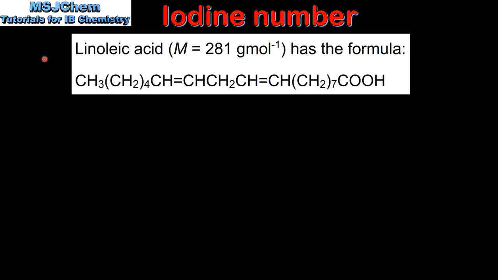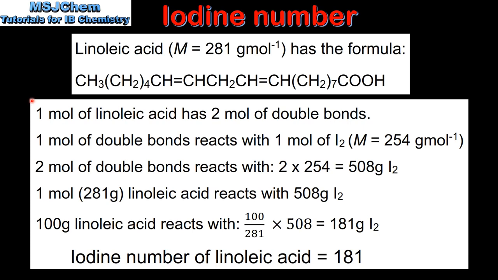Next, we look at an example. Linoleic acid, which has a molar mass of 281 grams per mole, has this formula. So let's calculate the iodine number of linoleic acid. From this equation, we can see that 1 mole of linoleic acid has 2 moles of double bonds. The double bonds can be seen here and here.